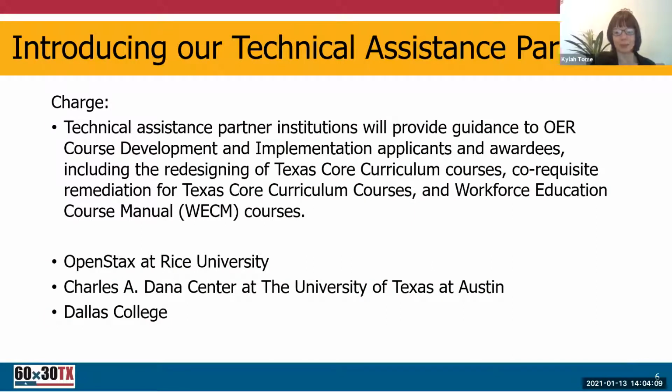The reason we're here today is because there is technical assistance available. We've partnered with 3 institutions for this grant program to help the grantees with the execution of the grant and to help us all learn more about OER and support OER in the state. Those 3 institutions are OpenStax at Rice University, the Dana Center at the University of Texas at Austin, and Dallas College, who we'll be talking to today.